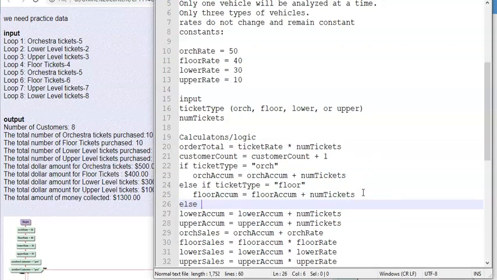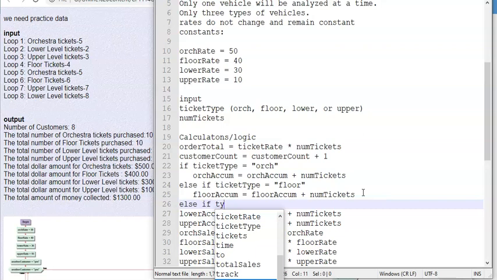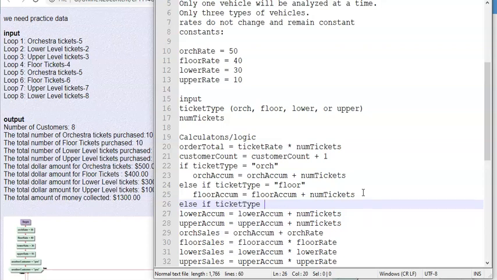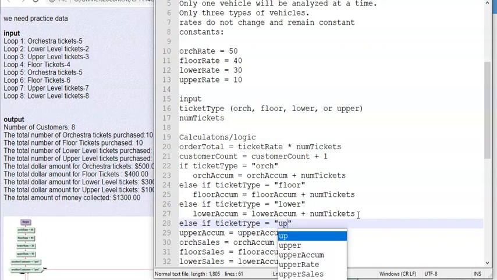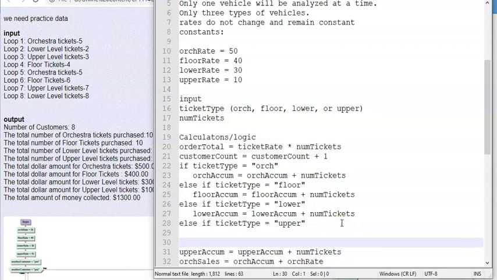So if you break this into little pieces, parts, ticket type, and that's going to be equal to, so the next one is going to be lower. And there it is. Then we're going to do that. And then we have our last one, else if ticket type, and that's going to be equal to the other one left, which is upper. So we just don't do else because remember we're going to be doing some error checking and error trapping because these if else if is going to turn into a switch, but we don't do that in a problem statement.